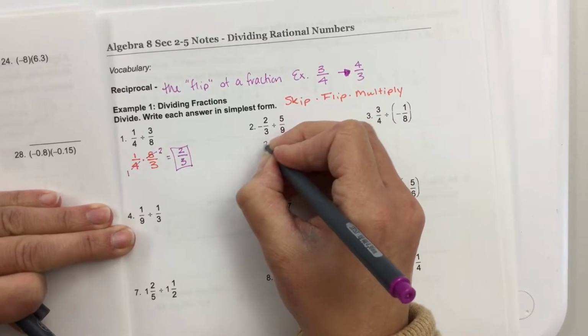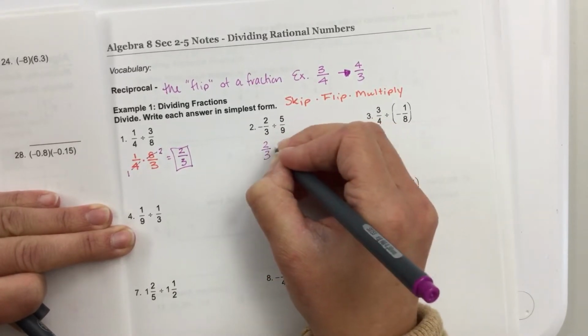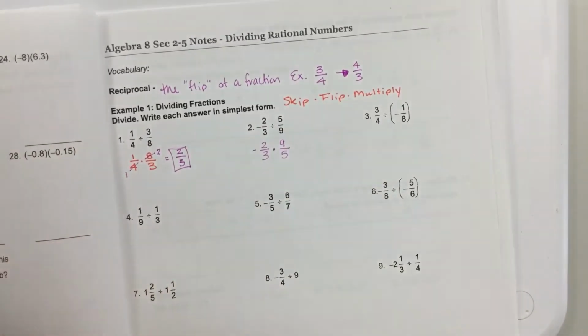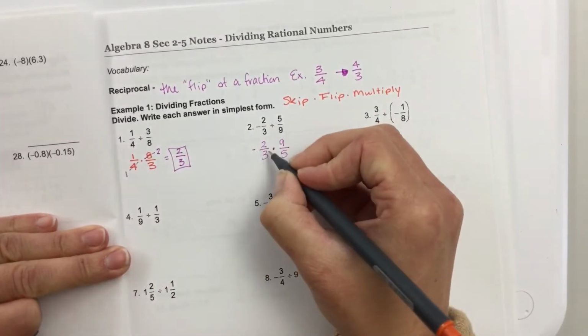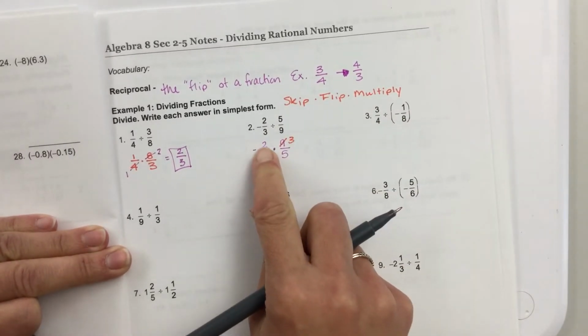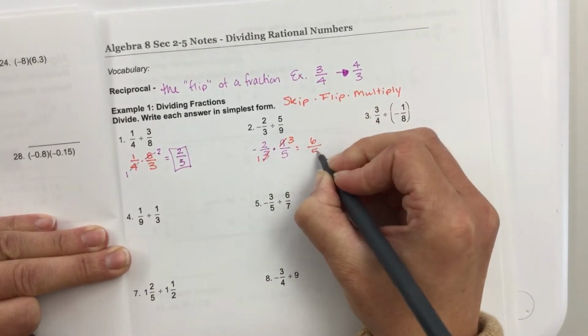Again, skip, flip, multiply. I can simplify the 3 and the 9. 3 goes into 3 one time, it goes into 9 3 times. So 2 times 3 is 6, 1 times 5 is 5.